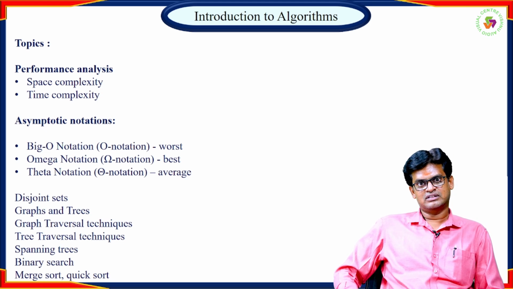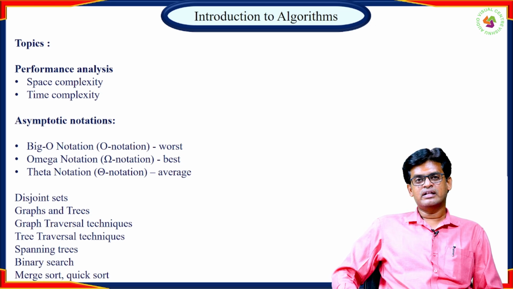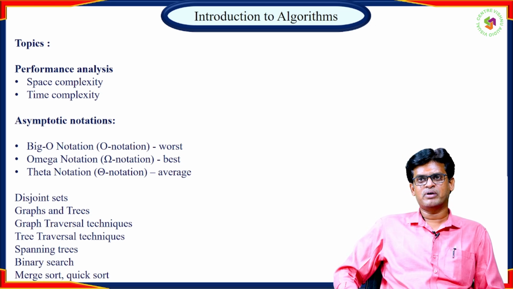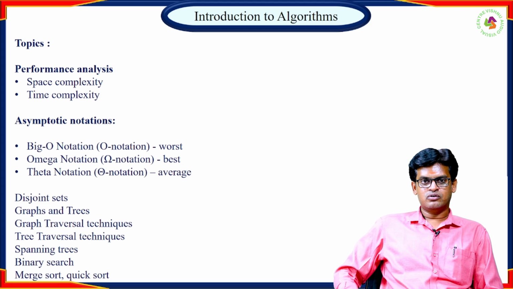Basically, in graph traversal techniques we have breadth first search and depth first search; these two techniques are commonly used. In tree traversal techniques we have in-order, pre-order, and post-order traversal. Three techniques come under tree traversal. Spanning trees are used to find the minimum spanning tree in the graph, achieved with Kruskal's algorithm and Prim's algorithm. Next is binary search, a searching technique used to search your data. Next are sorting techniques: we will discuss merge sort and quick sort algorithms to sort your data.